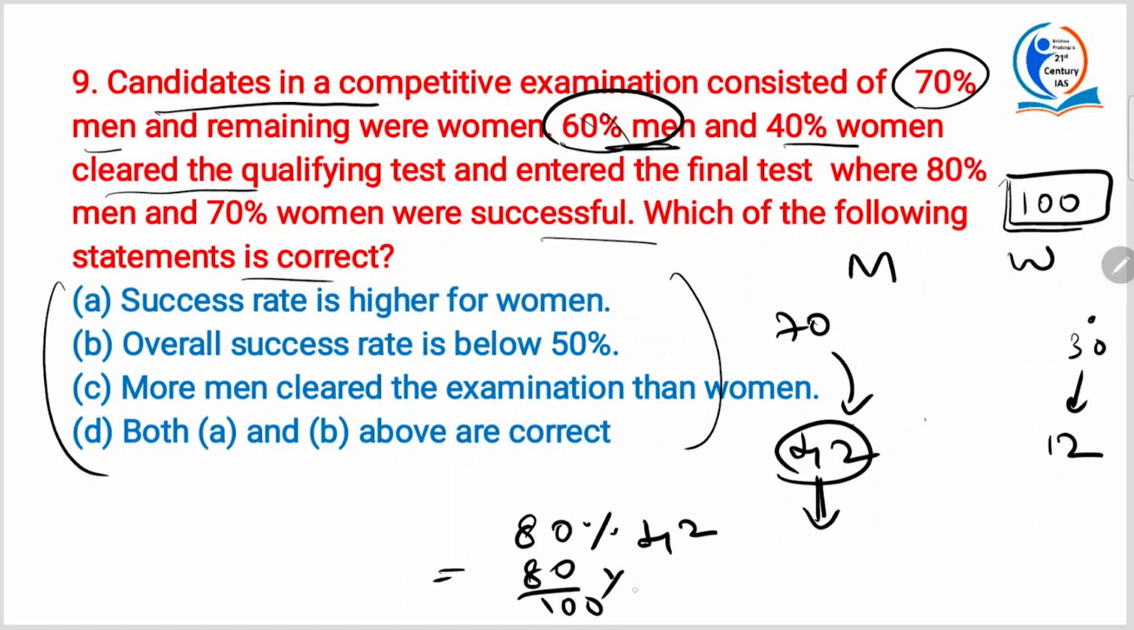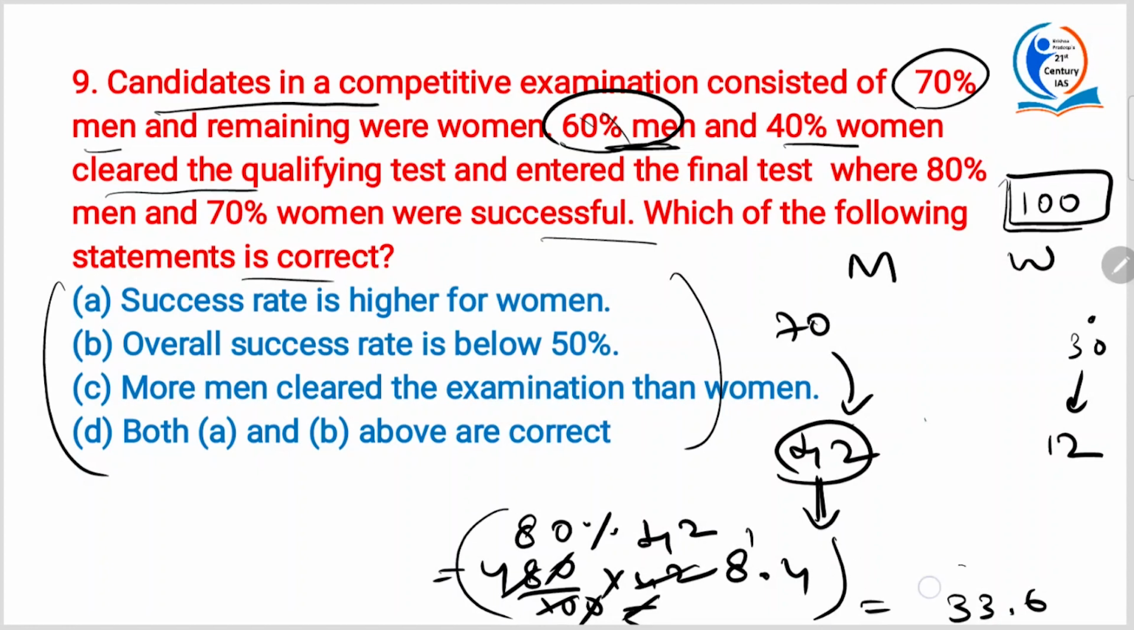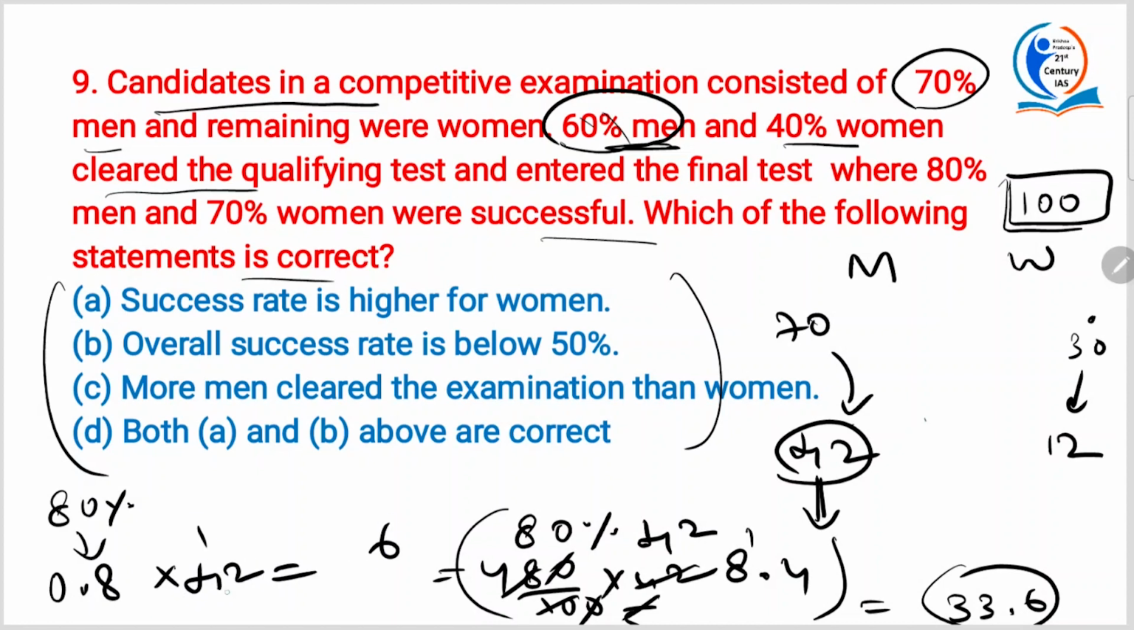80 by 100 into 42, right? 2 4s are 8, 2 5s are 10, then 5 1s are 5, then 8.4, then 8.4 into 4 is how much? 4 4s are 16, 4 8s are 32, 33. So, 33.6. See, this is one way of calculation. The other way is, what is 80% in decimal? It means 0.8. So 0.8 into 42. Directly you will get 8 2s are 16, 8 4s are 32, 33.6.